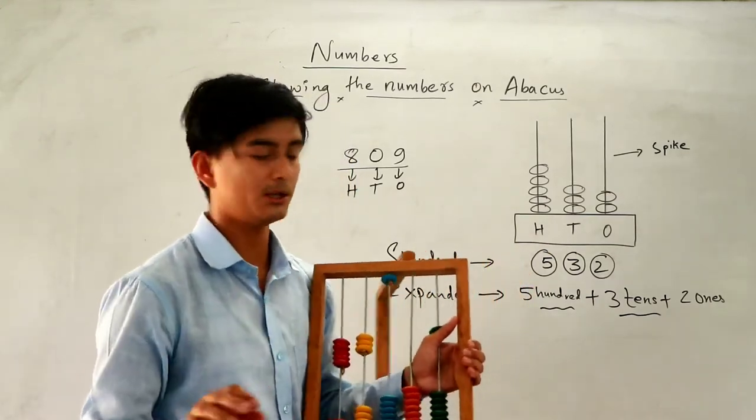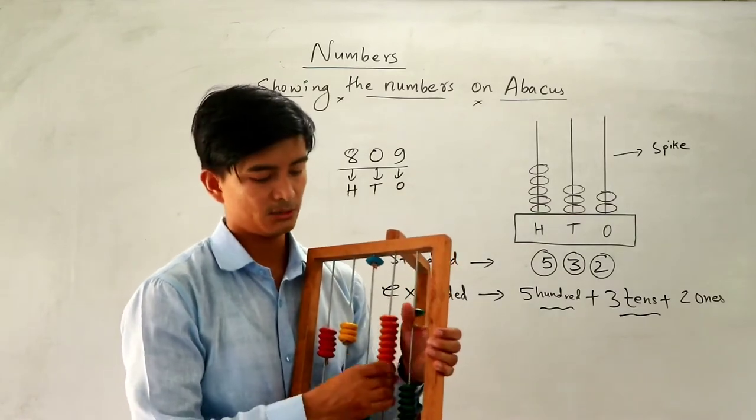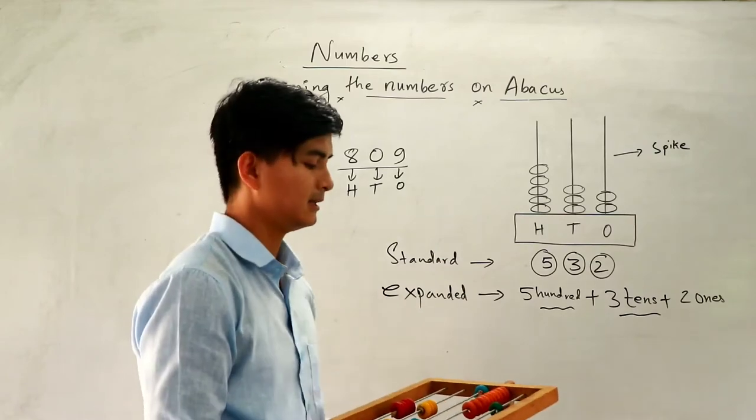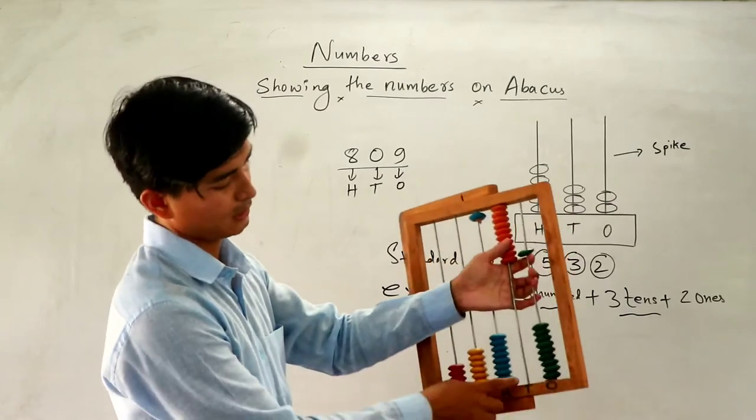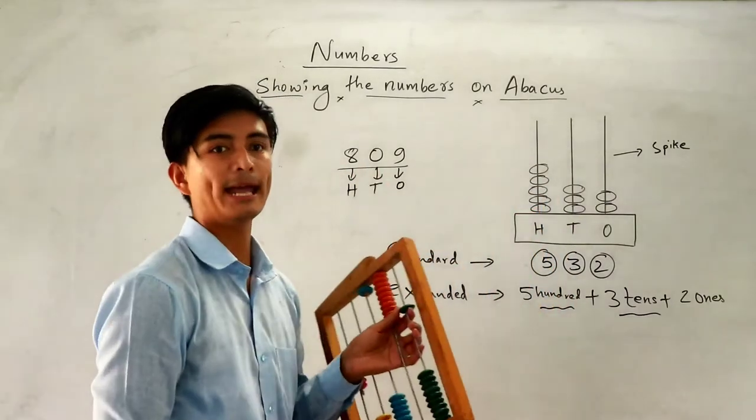0 means nothing, okay? If it is 0, that means we don't have to put any number here. So what do you do, you don't have to put any number, okay? What to do, simply put nothing, okay? So you see I'm putting here nothing. If there is 0, then there is nothing, the place is empty.